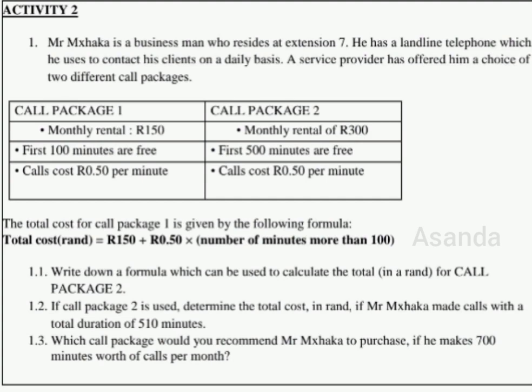All right, let's take a look at call package 2. Monthly rent in call package 2 is not 150, but it is 300 rand. It seems the method is the same. The change is just that the rent this time is 300 rand, and if I look at the first 500 minutes are free, it's the same there, except now the 500 minutes are free. And calls cost 50 cents per minute, so the calls per minute cost the same.